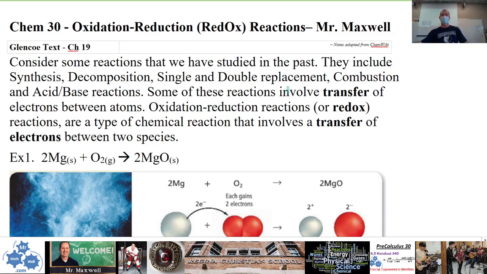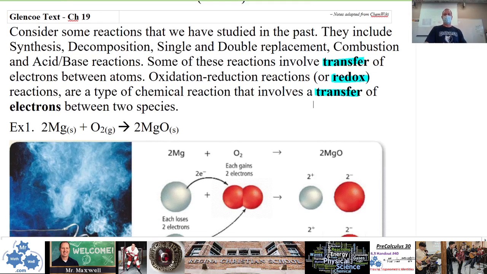Some of these reactions also involve a transfer of electrons between atoms. Now, not all of them do, but some of them involve a transfer of electrons, and we'll talk a little more about what exactly that means. Oxidation reduction reactions, or redox reactions, are a type of chemical reaction that involves a transfer of electrons between two species. Let me show you an example, and you probably recognize it.